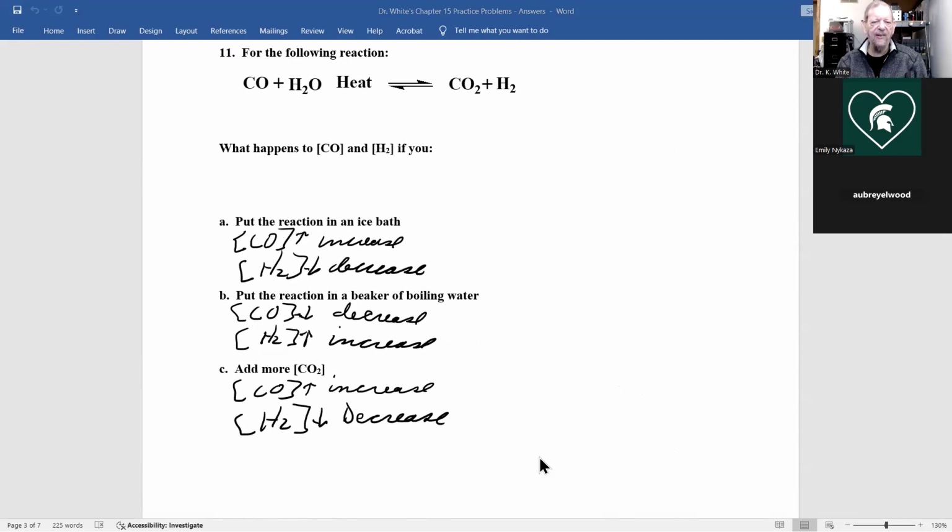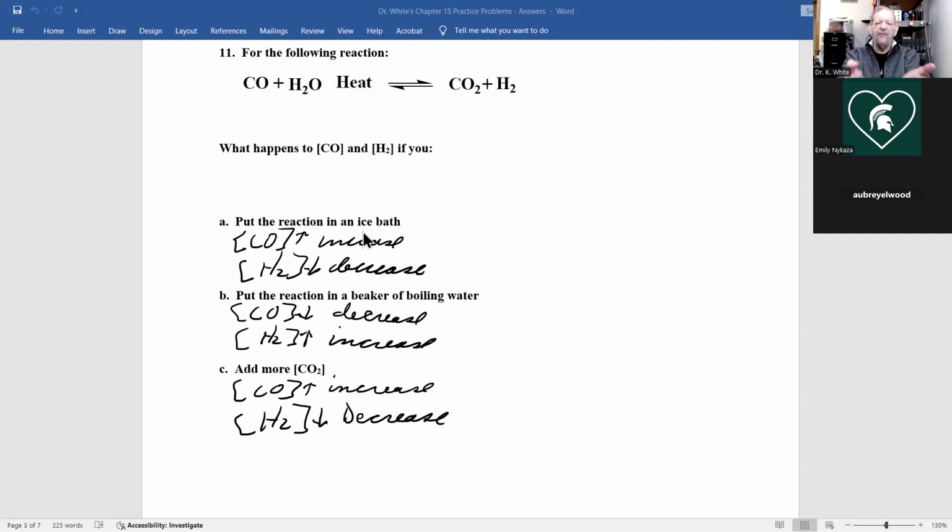All right, let's look at number 11. This is for an endothermic reaction. Oops, the plus fell off here between water and the heat. Anyways, the question is, 3 points each. What happens to CO concentration and H2 concentration if you put the reaction in an ice bath?